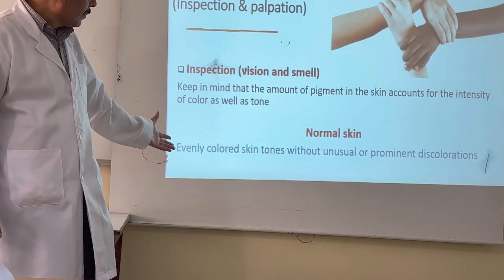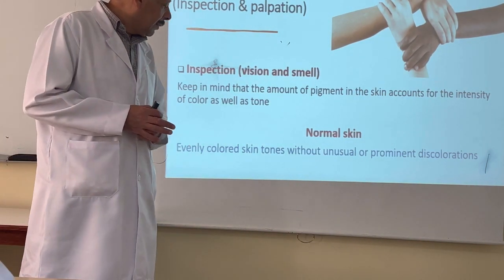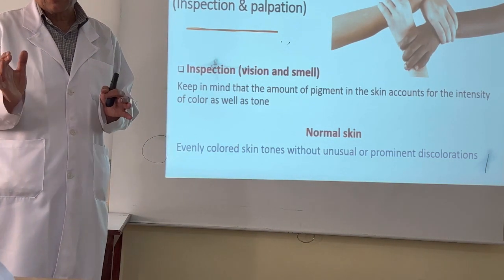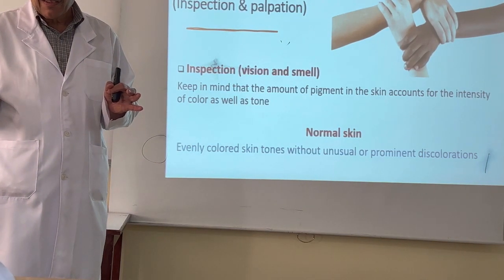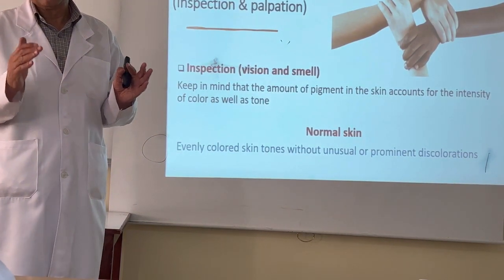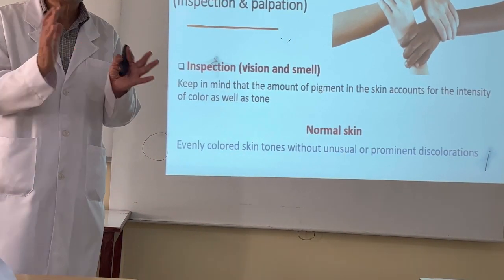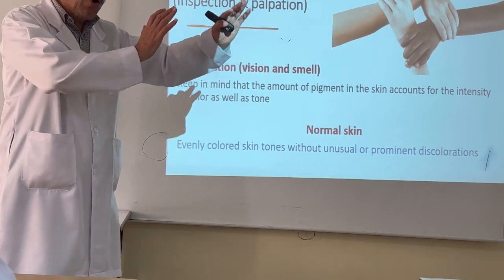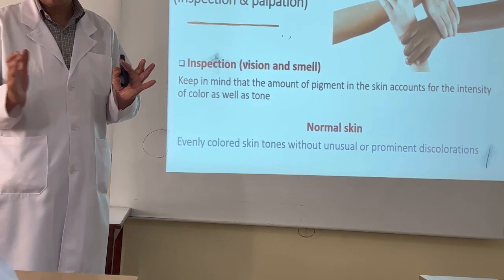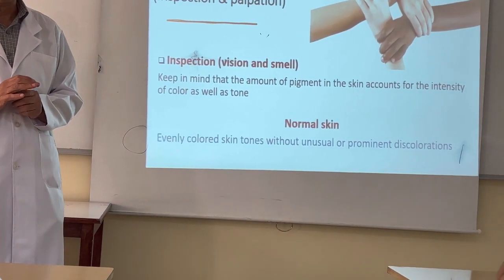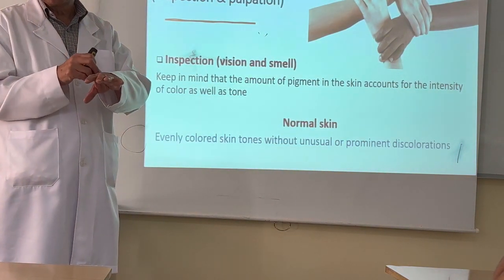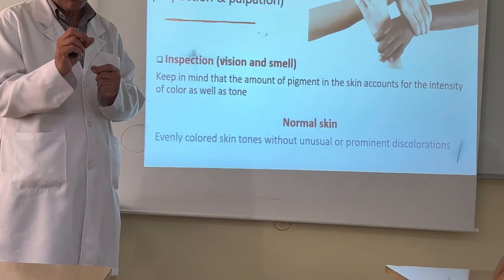Normal skin. So in the normal skin, as we said, there are variations of the color. So when we are checking the patient's skin, first we will look at the color, and is there any variation from the normal color of that race? Is there any difference in the color? The pigmentation also, if there is any pigmentation, because some people have some pigmentation.